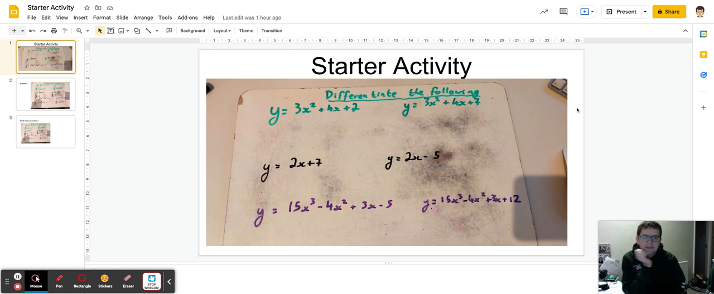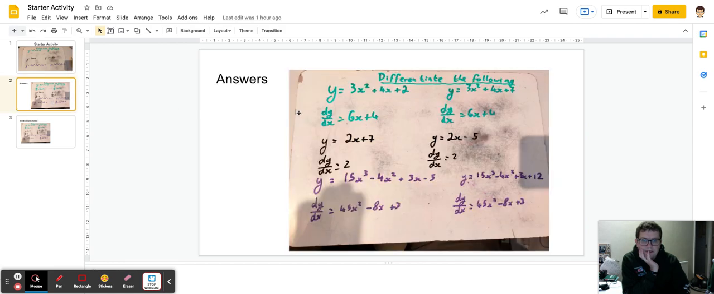Okay, and now we're going to go through the answers. The answers are on the next slide. But this is just what we were doing last week and the week before. So you should just be able to differentiate both of the greens, and you should end up with the answers here. So 6x plus 4 and 6x plus 4. 2 and 2 for the black. And then 45x squared minus 8x plus 3 for the two purples.